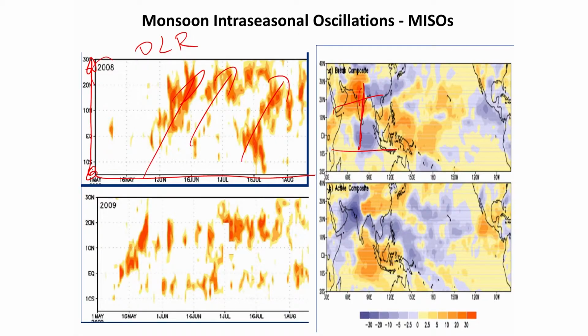So, different years have different numbers of northward propagating systems, what we call monsoon intraseasonal oscillations or MISOs.